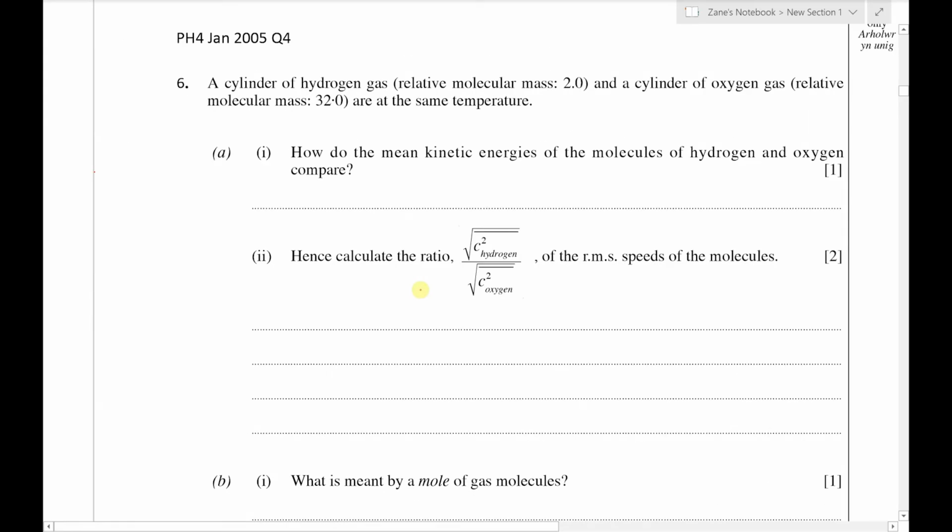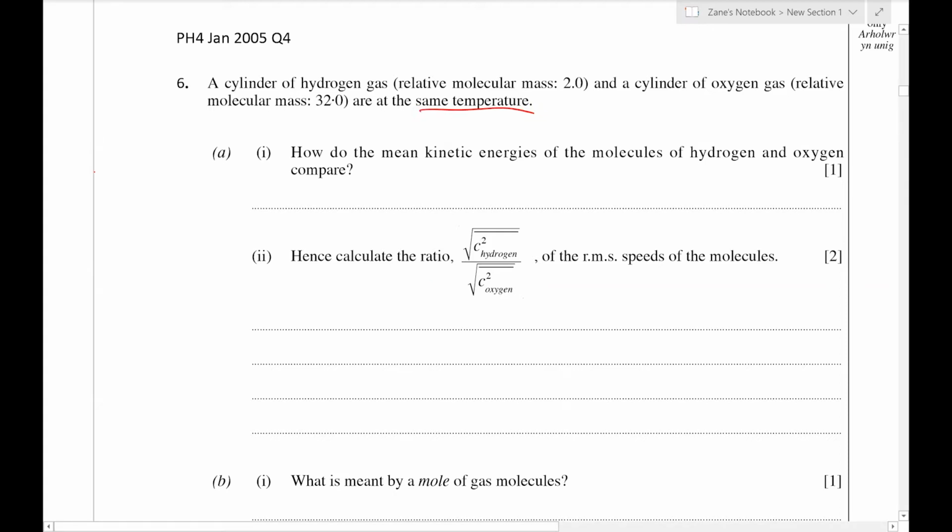This time it's question 4 from the January 2005 PH4 paper. It's a kinetic theory question which is nowadays in unit 3. We've got a cylinder of hydrogen gas of relative molecular mass 2.0 and a cylinder of oxygen gas of relative molecular mass 32.0, and they're at the same temperature, and that's important. We'll come back to that later.